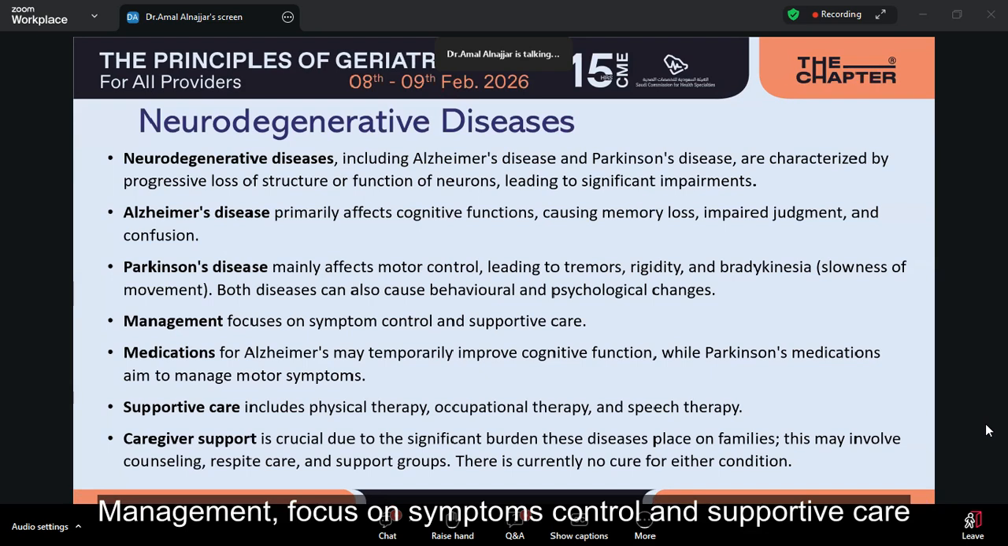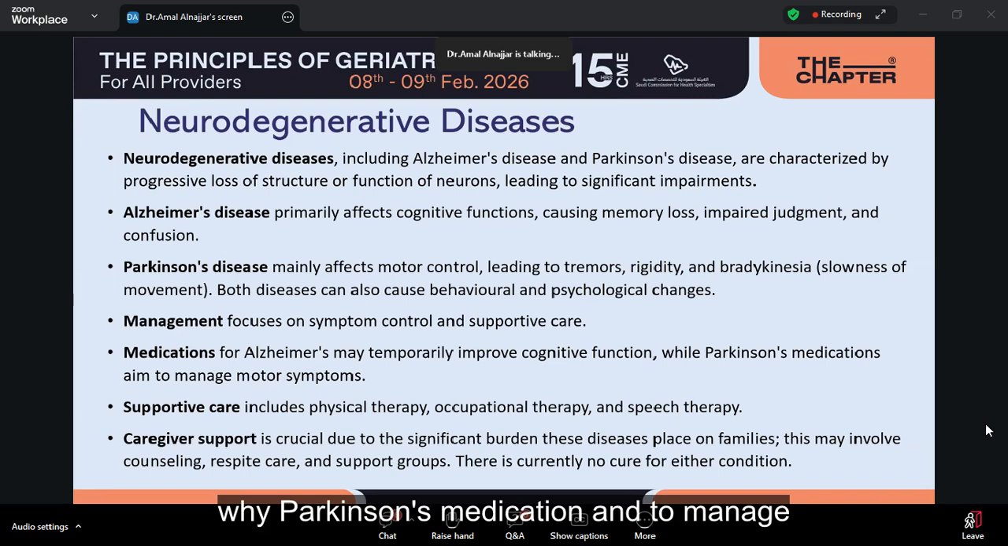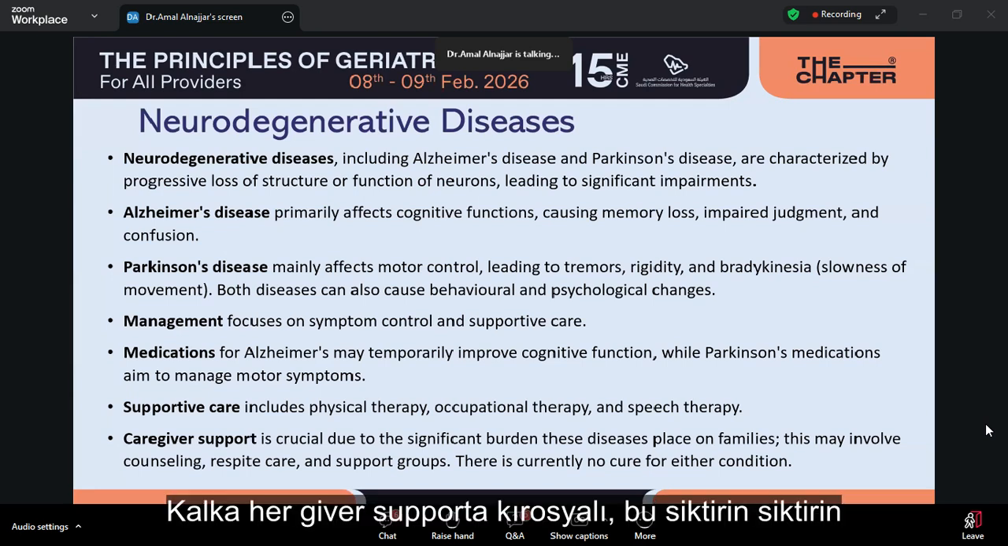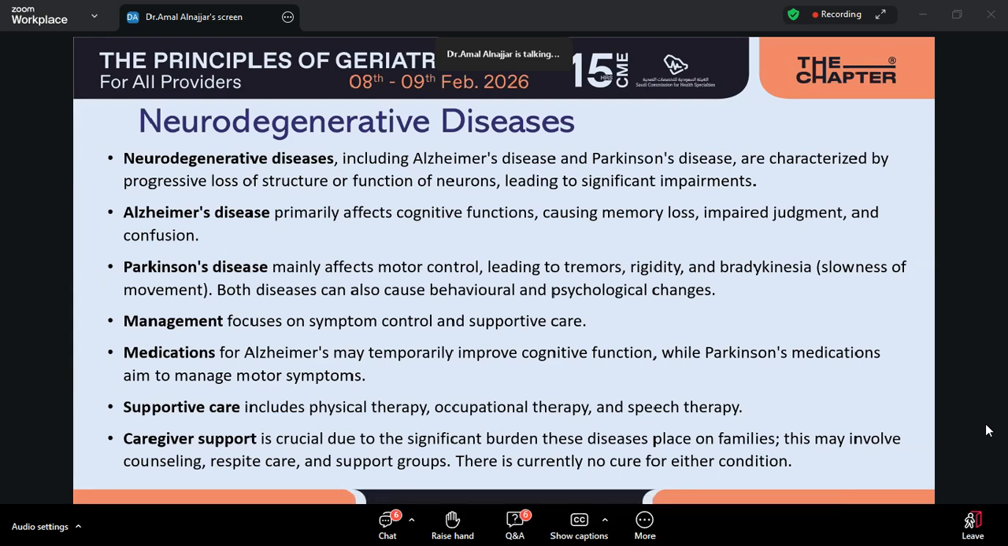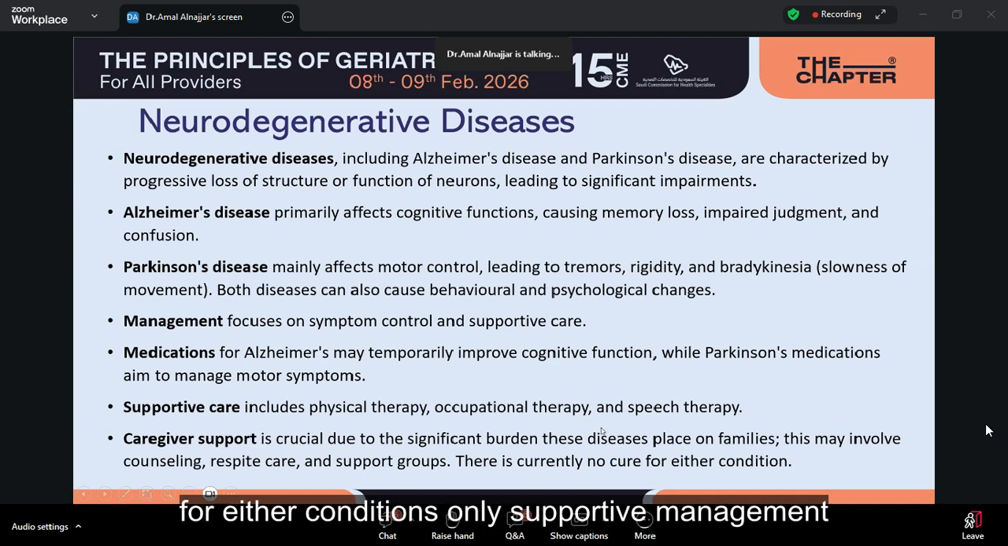Management focuses on symptom control and supportive care. Medication for Alzheimer's may temporarily improve cognitive function, while Parkinson's medication aims to manage motor symptoms. Supportive care includes physical therapy, occupational therapy, and speech therapy. Caregiver support is crucial due to the significant burden these diseases place on families, and may involve counseling and support groups. There is currently no cure for either condition, only supportive management.